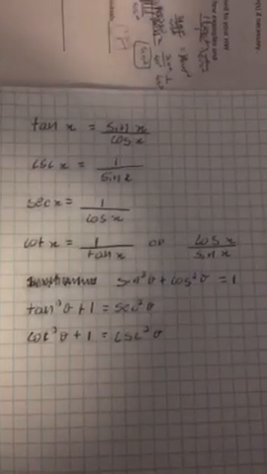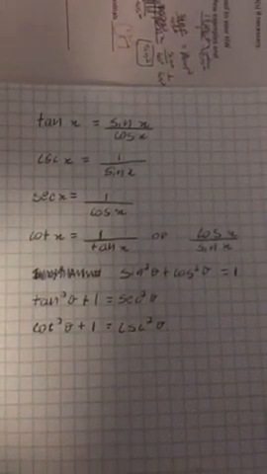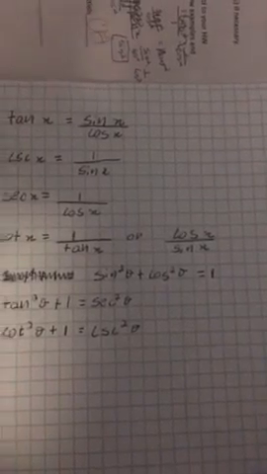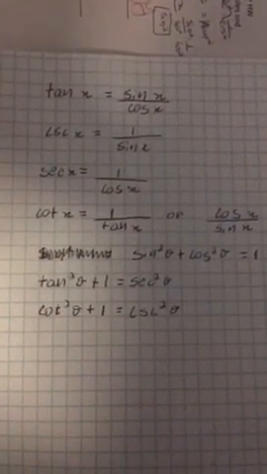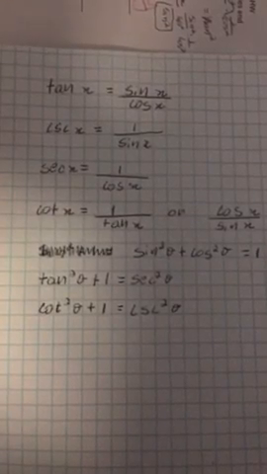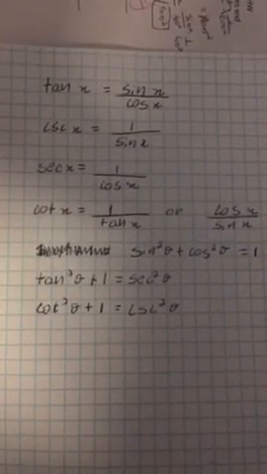And then we have the Pythagorean identities, which are sine squared plus cosine squared equals 1, tangent squared plus 1 equals secant squared, and cotangent squared plus 1 equals cosecant squared.